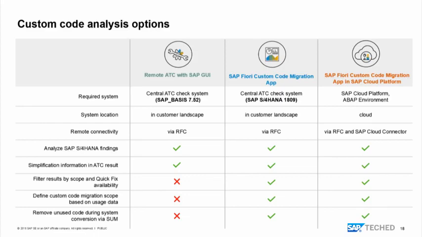This check will not extract the custom code from your ERP system. It will just extract the meta information, the references in there. That can be used. You get the findings in there and simplification information in here. That's what we started with.